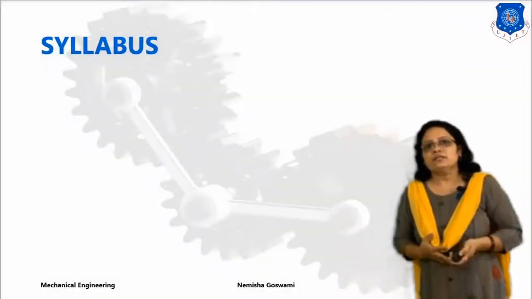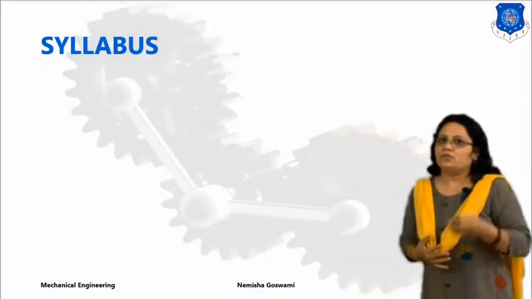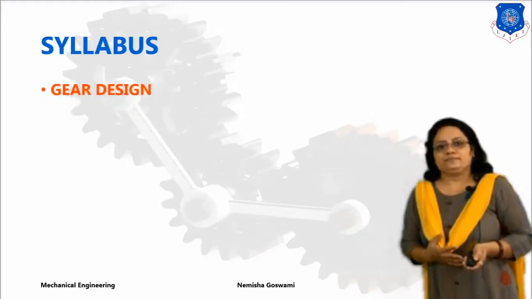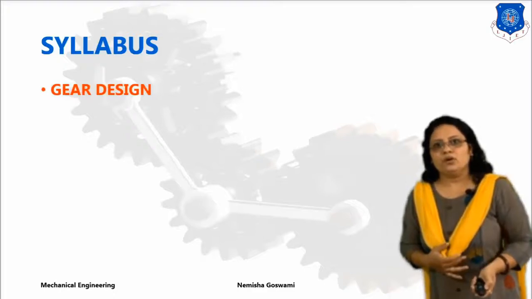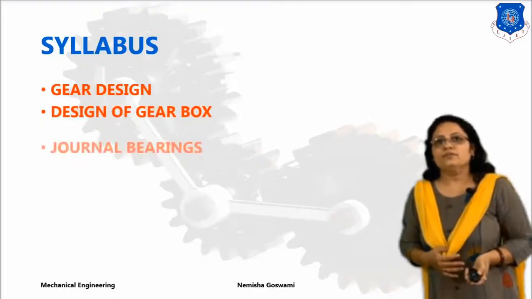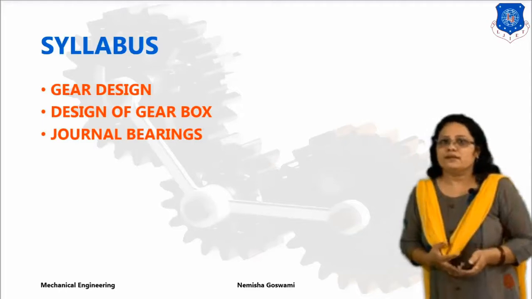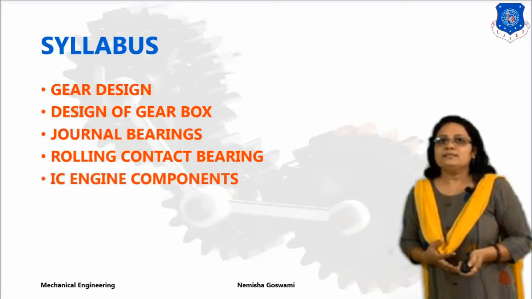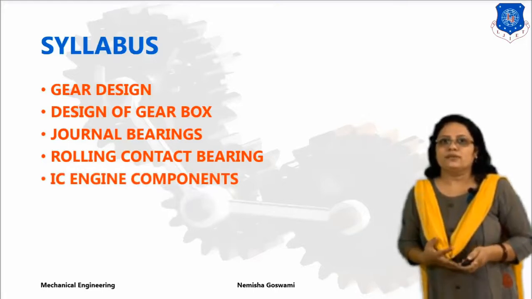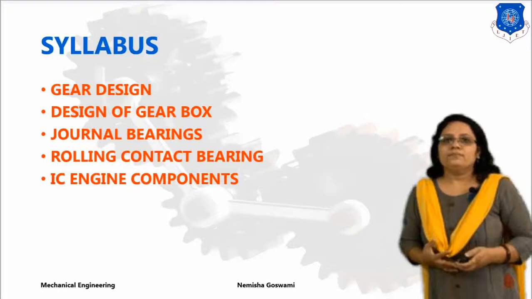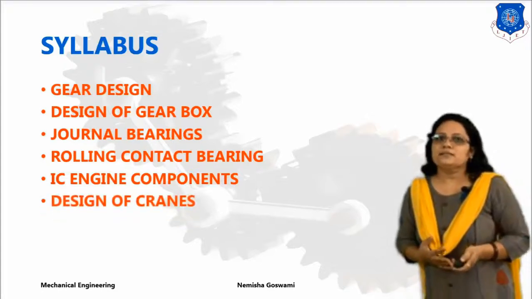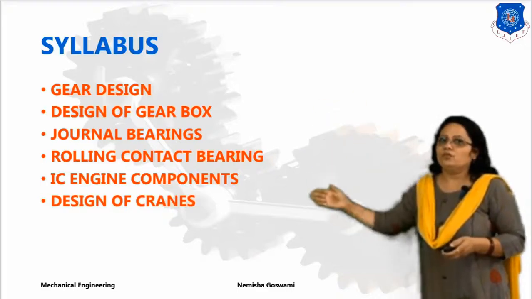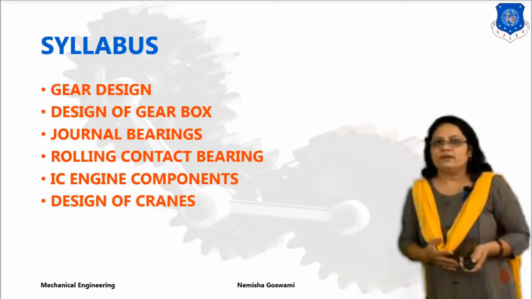Next, what is the GTU syllabus? There are basically 6 chapters in the GTU syllabus. First is design of gears, second is design of gearbox, third is journal bearings, which come under sliding contact bearing. Next is rolling contact bearing, and next is IC engine components, which indicates internal combustion engine components, and last is design of cranes. So these are the 6 chapters in the syllabus. Now I will discuss them one by one in brief.